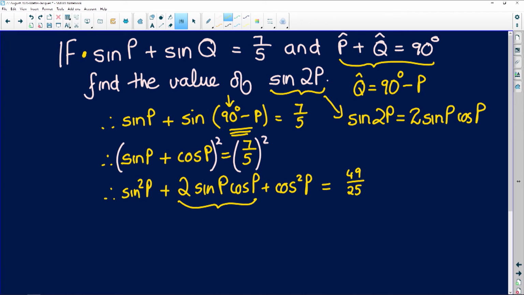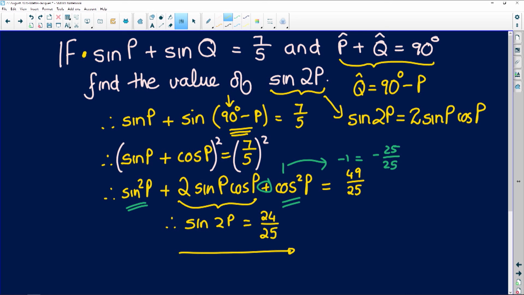Okay, so all that's left for us now is to get the 2 sine p cos p by itself. This stays on the left-hand side. That is the sine of 2p. This one, sine squared plus cos squared, we know is 1 on this side. We take it over, it becomes a -1. And that -1 becomes minus 25/25, because we're subtracting two fractions. So if we throw the 1 over, we have 49 minus 25, and that is 24/25. And that there is the value of sine 2p.